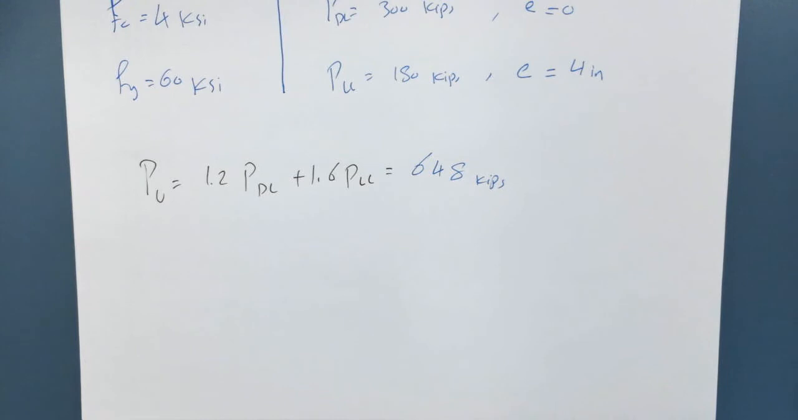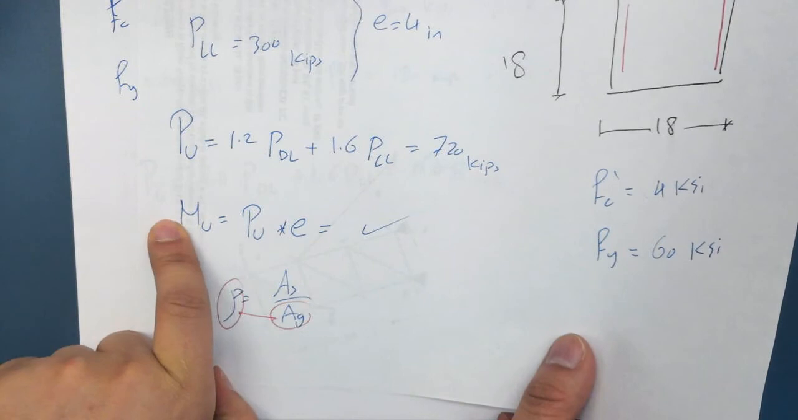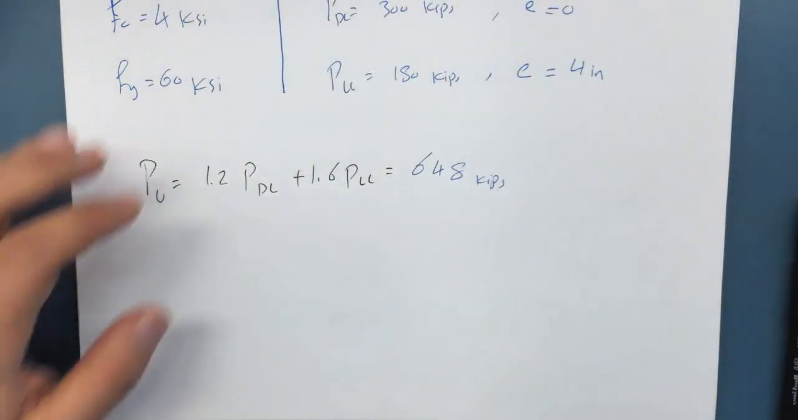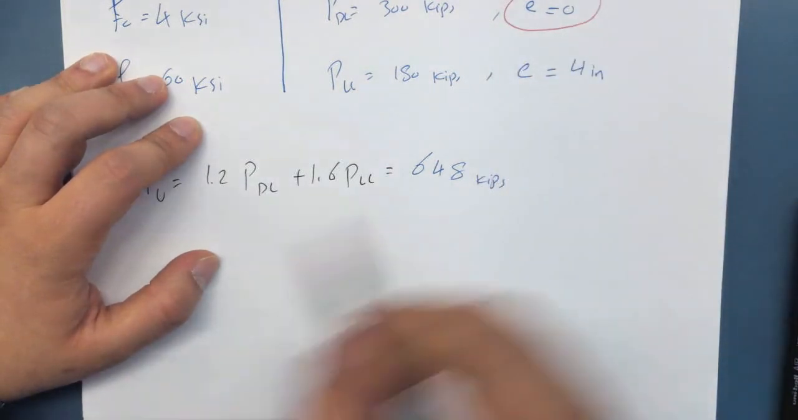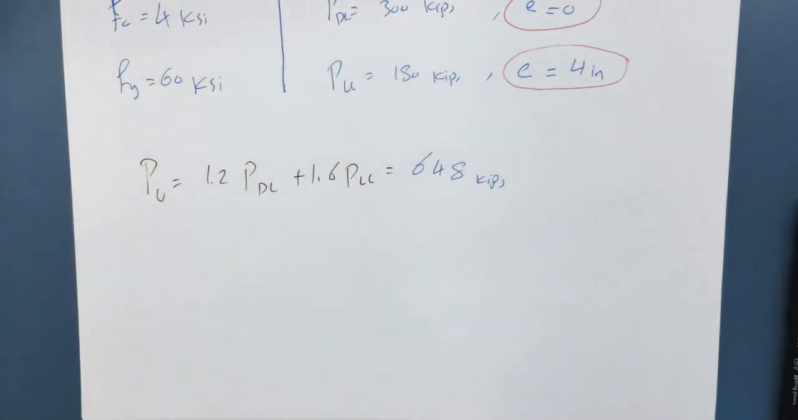And then what we did in the previous problem is we take this multiplied by E, and we find the moment. But in this particular problem, we don't have one E. We have an eccentricity for the dead load and an eccentricity for the live load. So two eccentricities. So how do we tackle this?